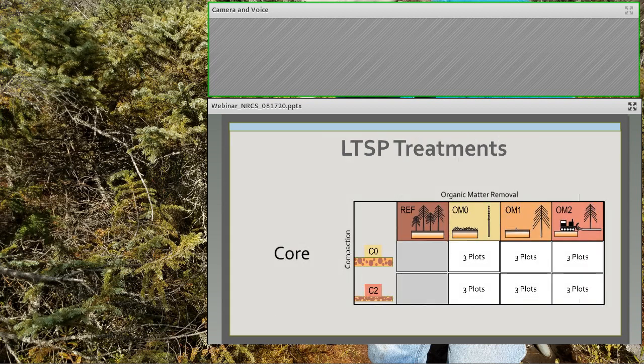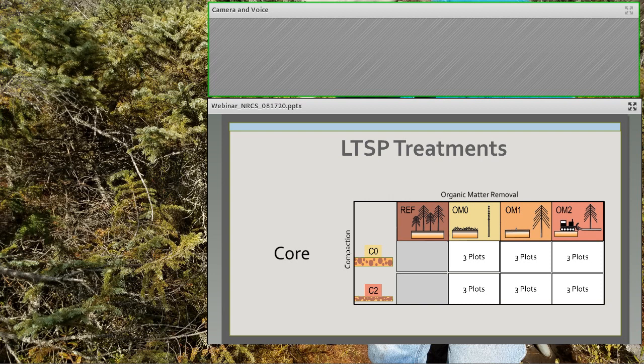The core LTSP sites have a common, fully factorial experimental design consisting of 3 levels of organic matter removal. OM0 is bowl-only harvest, OM1 is whole tree harvest, and OM2 is whole tree harvest with removal of the forest floor. There are also 3 levels of compaction, C0, which is low compaction, C1, which is medium compaction, and C2, which is high compaction. For our study, we sampled 3 plot replications of all 3 levels of organic matter removal and low and high levels of compaction.